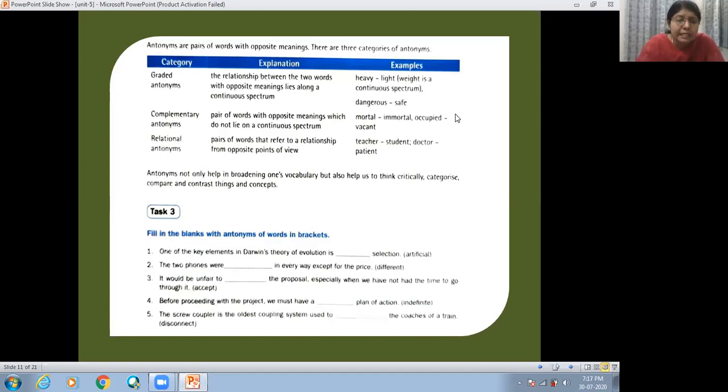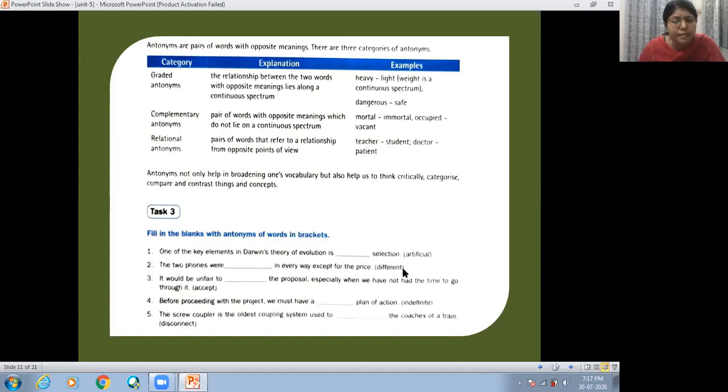Now, we move on to task 3. Fill in the blanks with antonyms of words in brackets. So here we have, one of the key elements of Darwin's theory of evolution is dash selection. The word given in the bracket is artificial. We have to get the opposite of artificial. So what is the opposite of artificial? Natural. Artificial, natural.